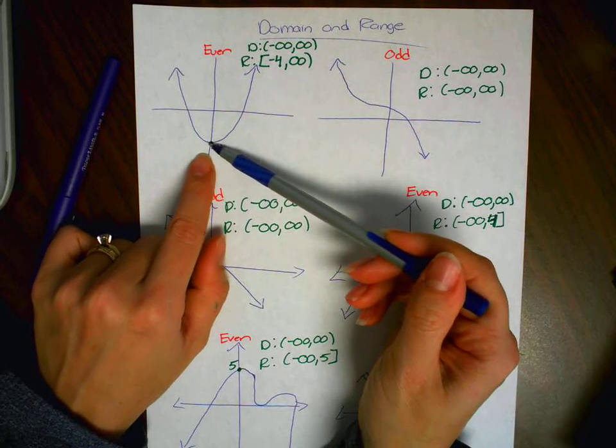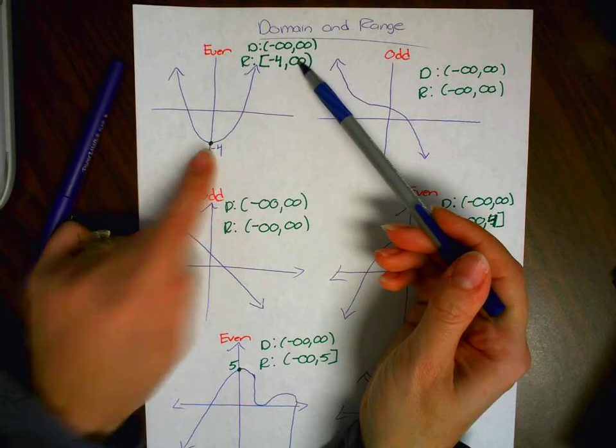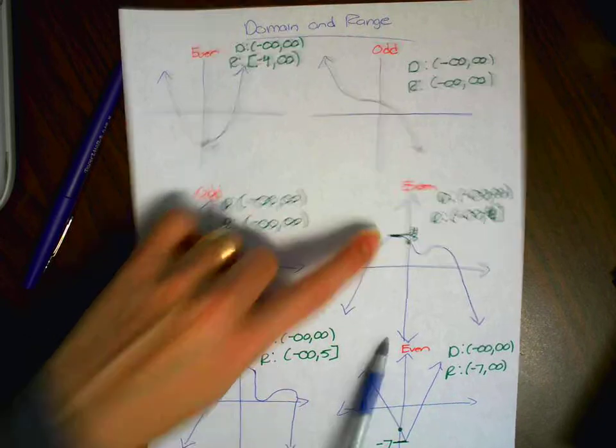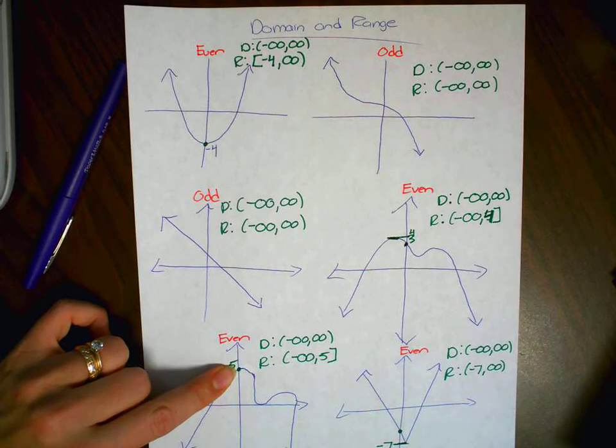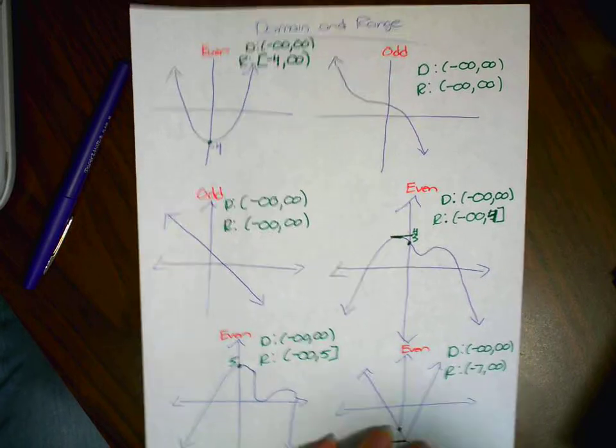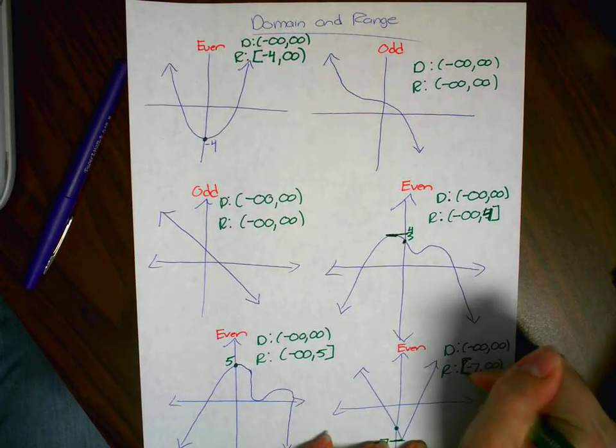So this one has a minimum of -4 and it goes up forever. This one has a maximum of 4 and it goes down forever. Maximum of 5, down forever. Minimum of -7, up forever. Oops, and I should have had brackets there too.